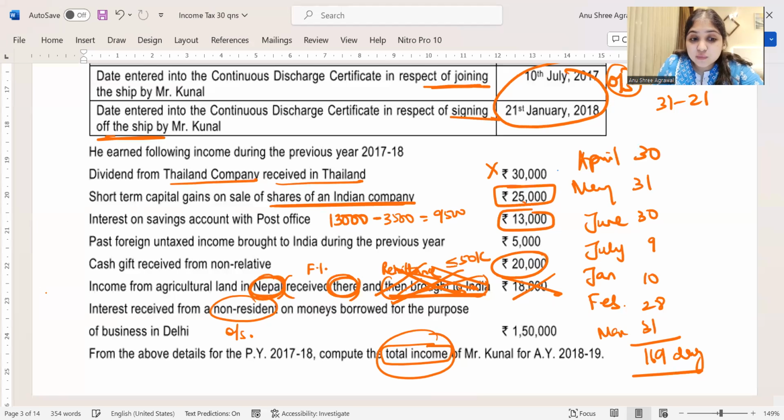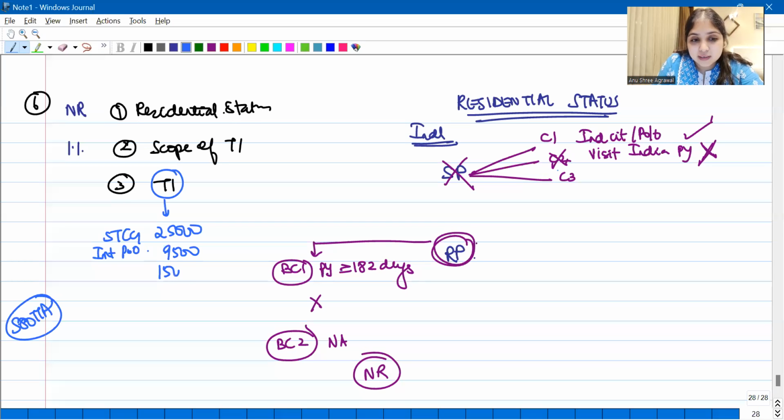Is the loan being used for business or profession in India? Yes, the loan is used for business in Delhi. So the exception will apply, and you will see that this interest is accruing in India. Because this interest is accruing in India, it will become an Indian income, therefore it will become taxable. So 1,50,000 will also be taxable for him.